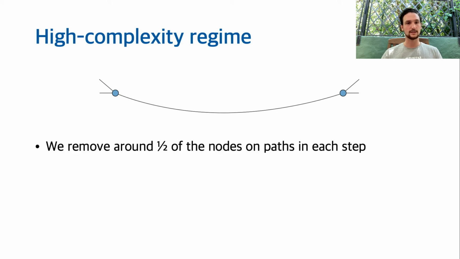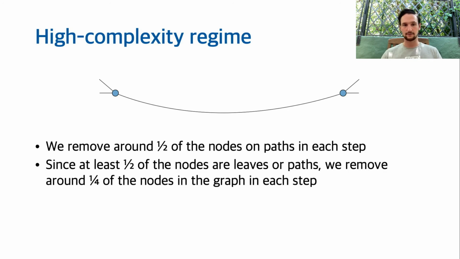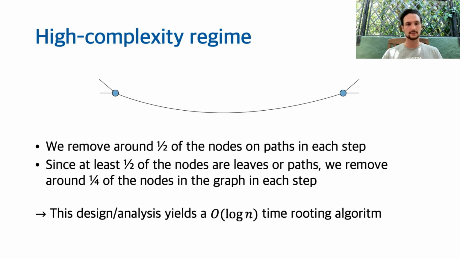So by this process, we remove around half of the nodes in paths in each step. And since you remember that half of the nodes, or around half, at least half of the nodes in the graph are either leaves or paths, we remove around 1/4 of the nodes in the graph in each step. So by this design and analysis, we get a log n time routing algorithm.